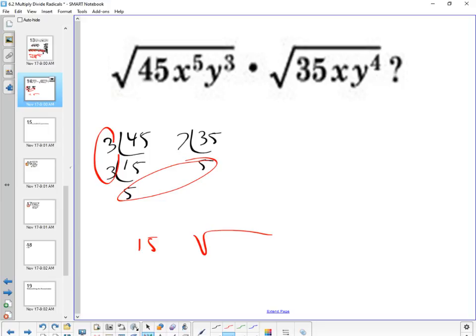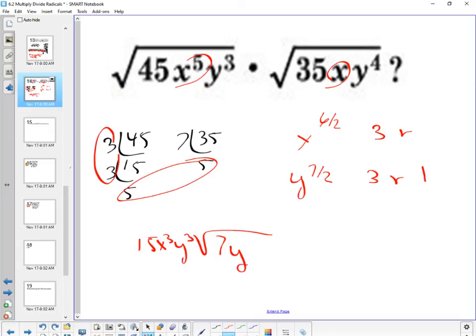That leftover 7, right. And then for the letters, that's x to the 6th. Divided by 2, I get 3. Remainder, how many? 0. So x cubed outside, none inside. The y's, I've got 7 of them. Divided by 2, I can do 3. Remainder, 1. So 3 go outside, 1 goes inside.